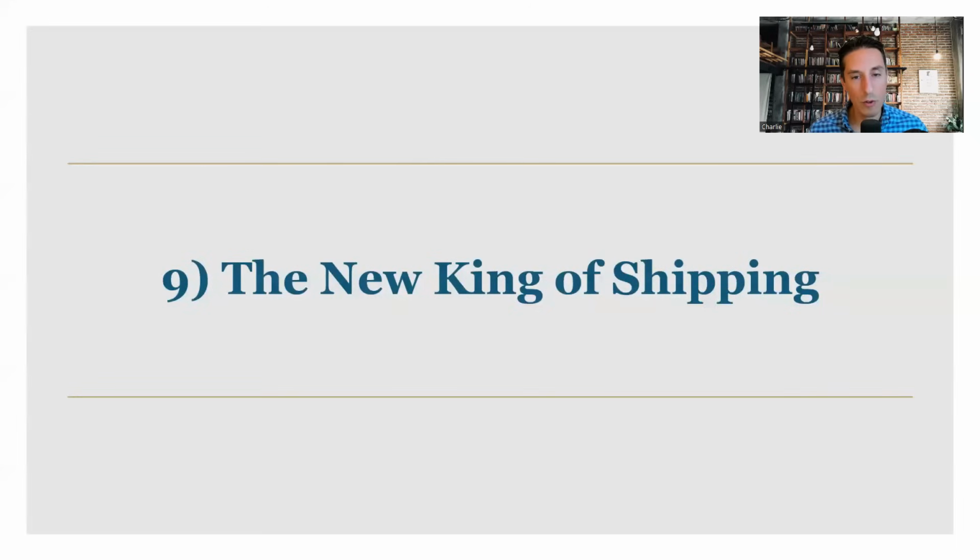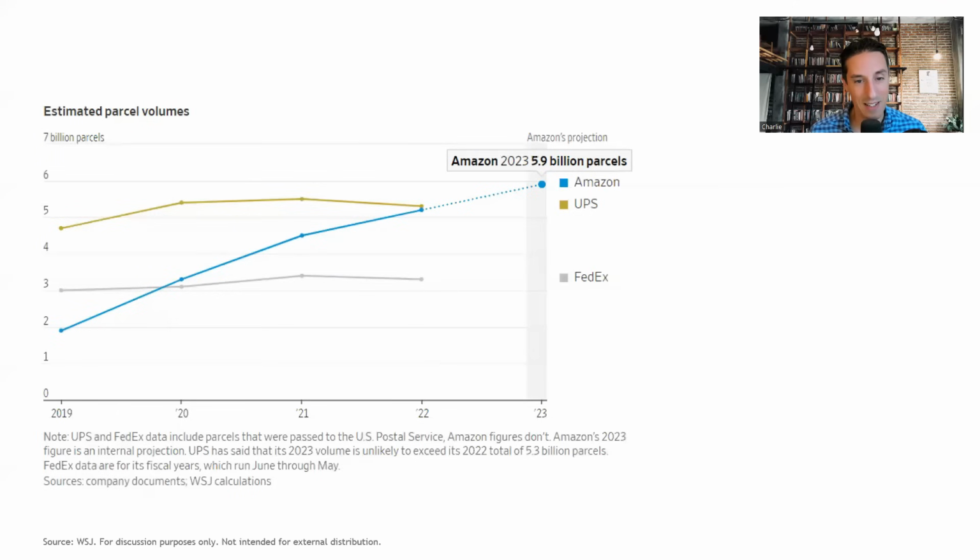So there's a new king of shipping in town, and you're probably not surprised at who it is, but you should be surprised at how quickly Amazon has taken this title. If you look at just a few years ago, Amazon was trailing both UPS and FedEx in terms of the number of packages that were shipped each year. And today in 2023, they're expected to be the number one shipper in America.